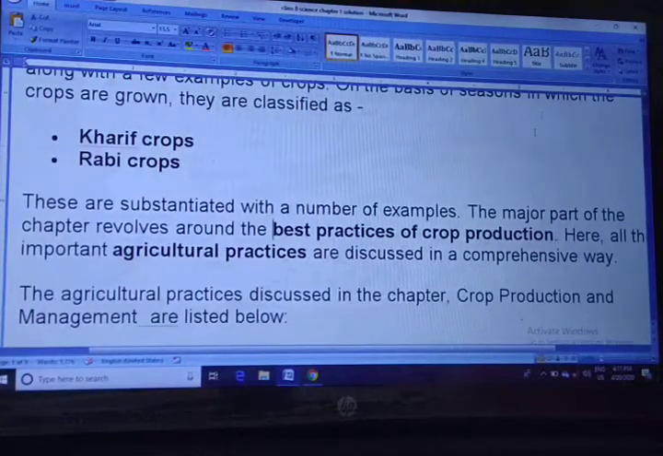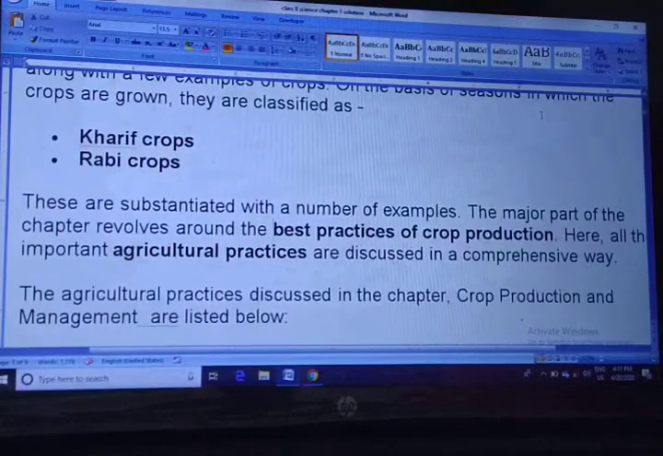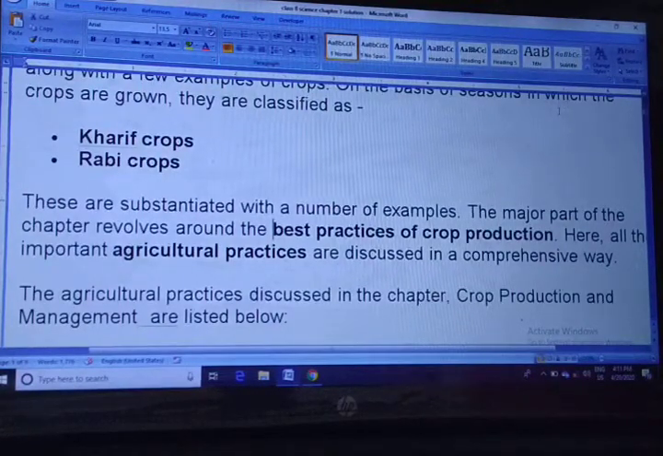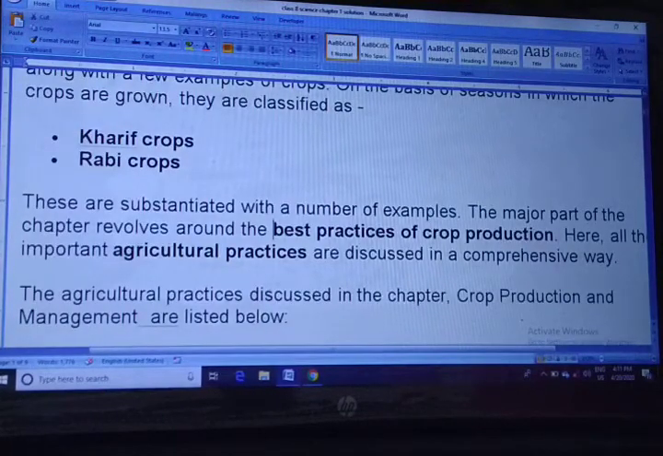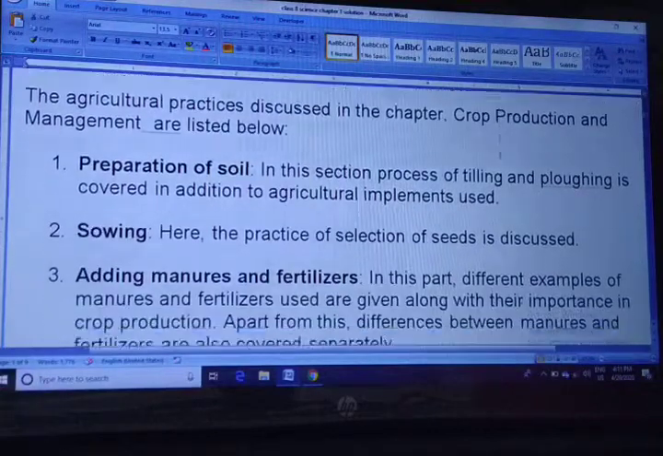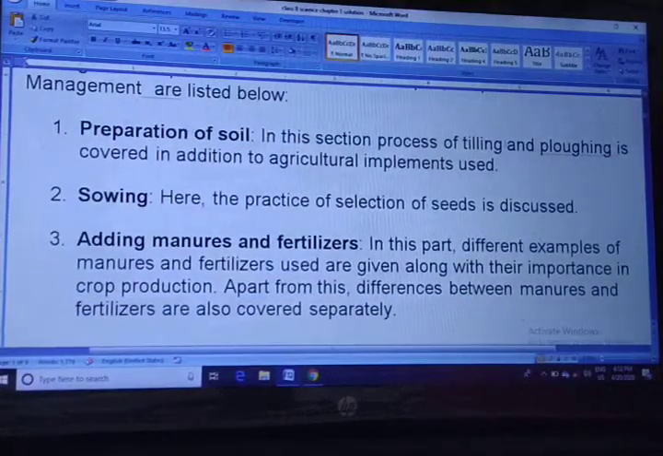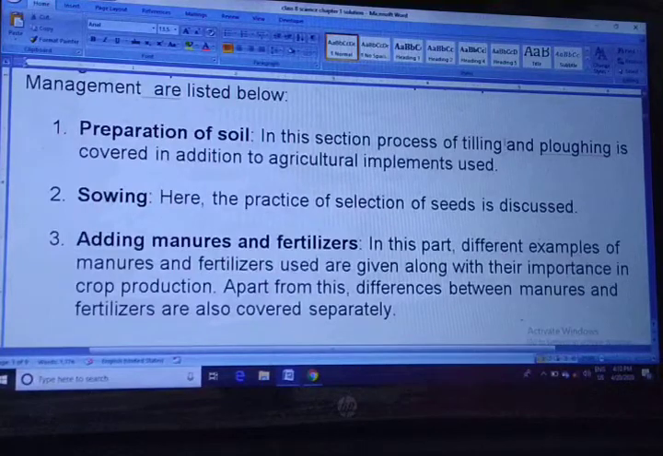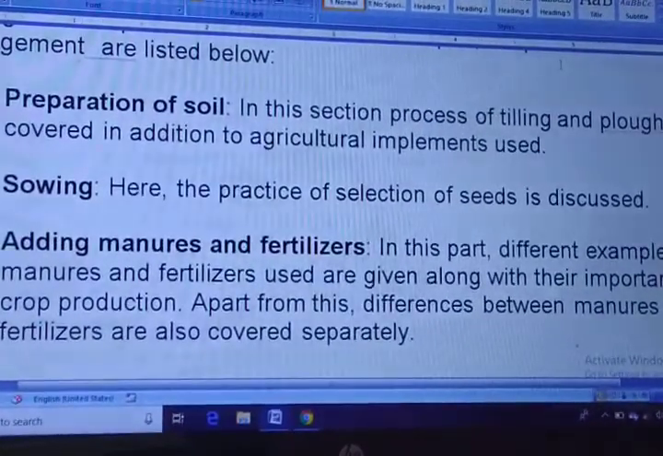The major part of the chapter revolves around the best practices of crop production. Here, all the important agricultural practices are discussed in a comprehensive way. The agricultural practices discussed in the chapter crop production and management are listed below. Here you can see what we have to study in this chapter is preparation of soil. In this section, the process of tilling and plowing is covered, in addition to the agricultural implements used. Sowing: here all the practices of the selection of seeds are discussed. I hope all of you are watching, right?